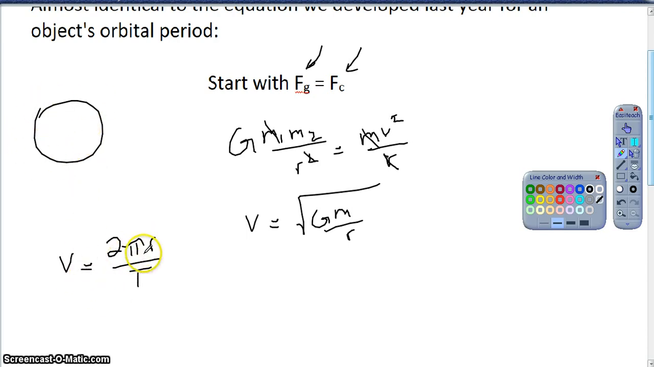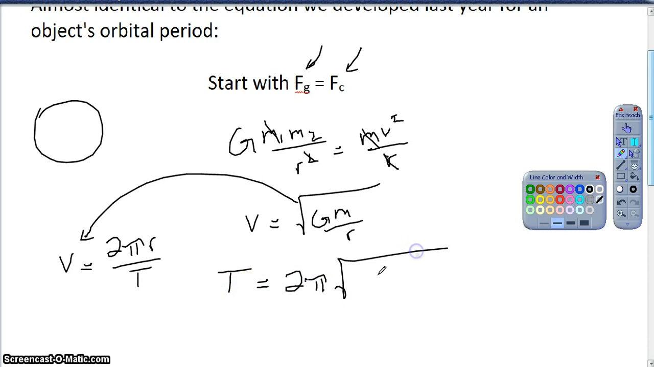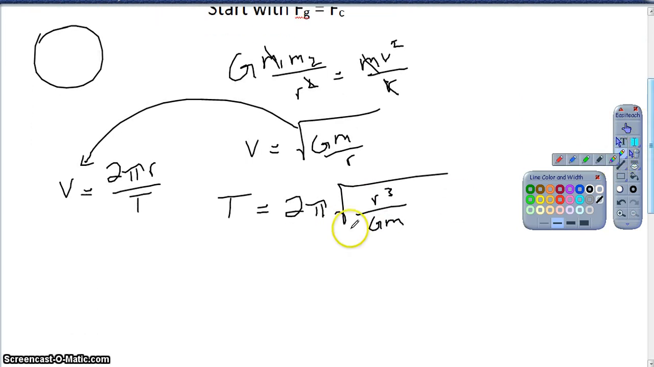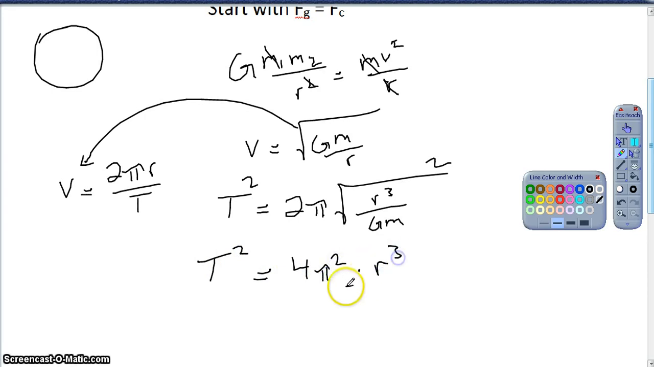So my velocity would be distance over time. Substituting this in for the orbital velocity and doing a little cleanup, we get T equals 2 pi times the square root of r cubed over GM. That's not actually how Kepler first defined this relationship. He left both sides squared, so he said T squared equals 4 pi squared times r cubed over GM.